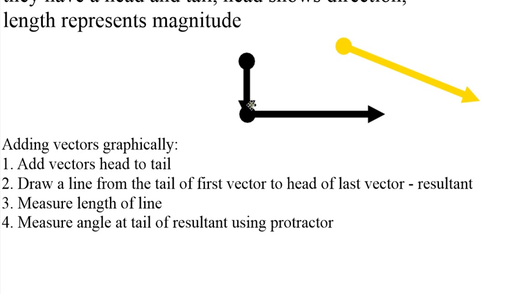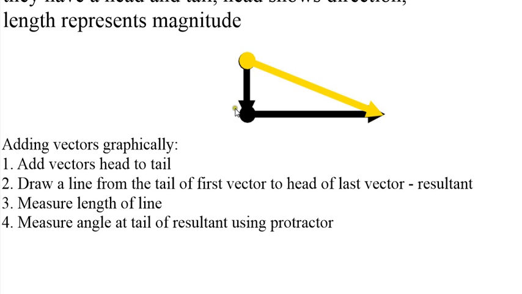Once we add them head to tail, and you can see the head of one is touching the tail of the other, from there we draw a line from the tail of the first vector to the head of the last, and this is what we're going to call the resultant. You will notice that the resultant's tail is at the tail of the first vector, and the resultant's head is at the head of the last vector. To get the magnitude of the resultant, we simply measure the length of the resultant vector, and then we measure our angle at the tail of the resultant using a protractor.